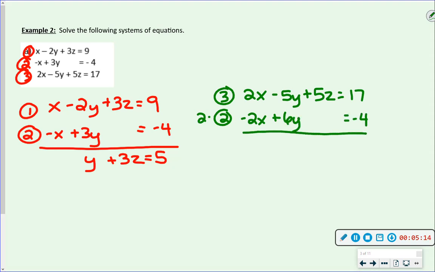So add them up. X's are gone. 1y, 5z, 11. It's negative.